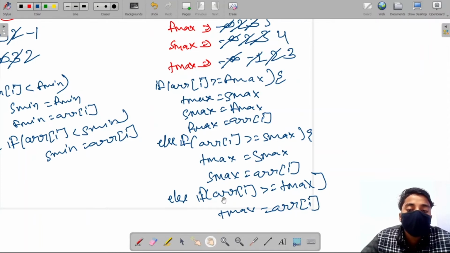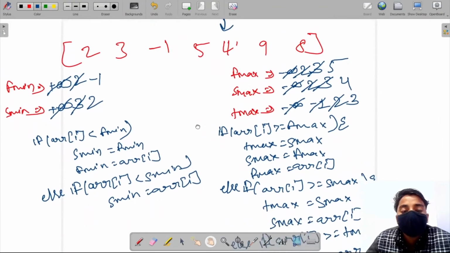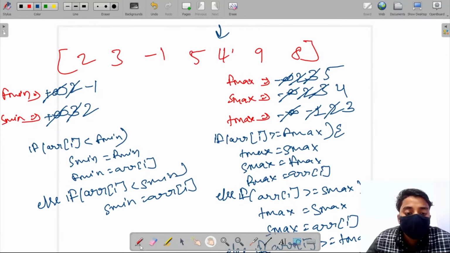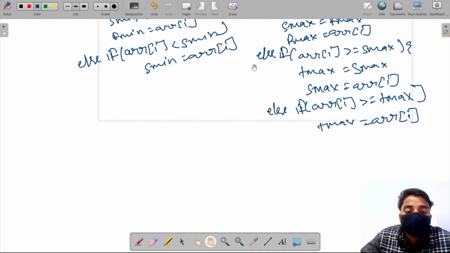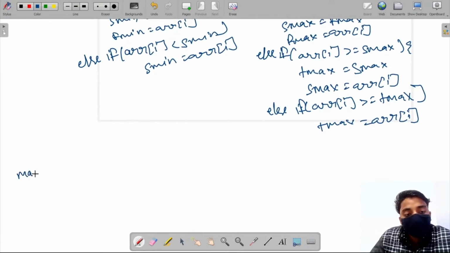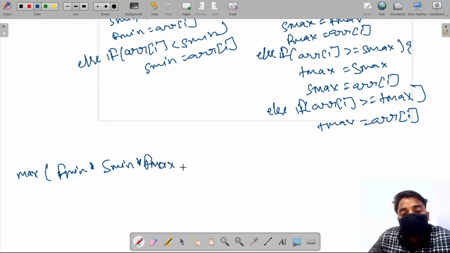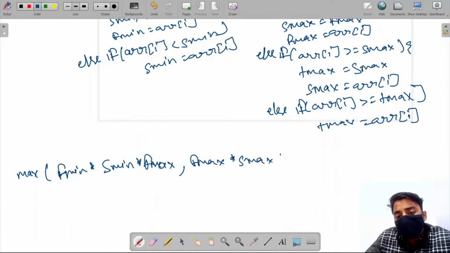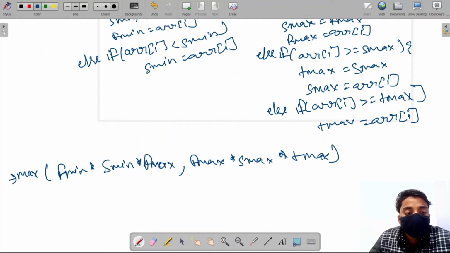While we are iterating through the array, we need to write these conditions, and at the end we need to find the max of the two values. The values are first min into second min into first max, or first max into second max into third max. We need to return that maximum value.